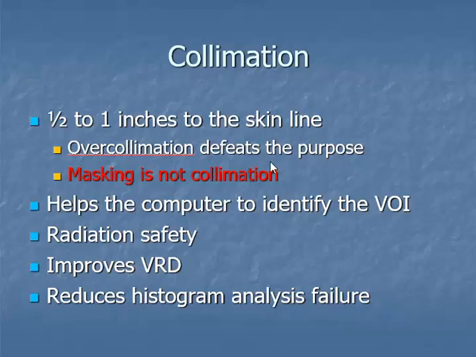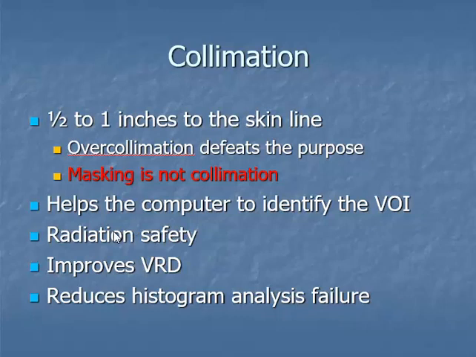So if you over collimate and you clip anatomy that should be on the image, then it's counterproductive. It defeats the purpose of collimation. Collimation is really a radiation safety issue. It does help with the image quality as well, but the primary reason for collimation is to improve the radiation dose for the patient.